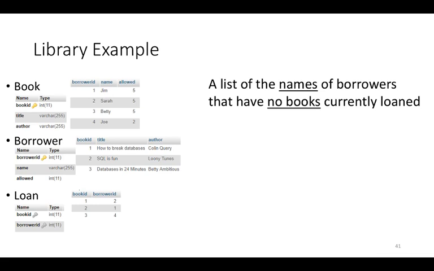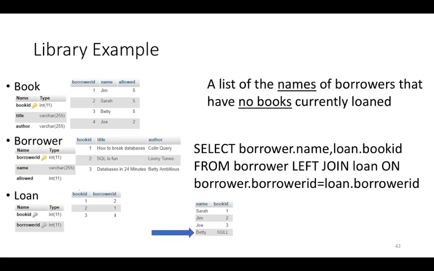So how would we get something like a list of the names of borrowers that have no books currently loaned? So this goes back to, if you think about it, okay, this is a set difference operation. This is where we have books or borrowers, loans, and I want borrowers that exist but don't have any relationship with loans at all. I want a set difference of A to B here to come in.